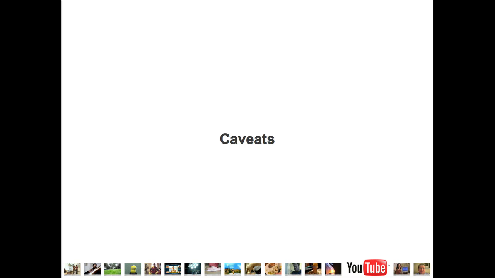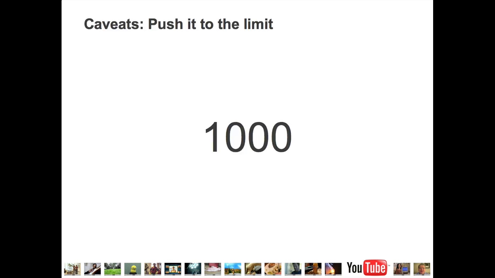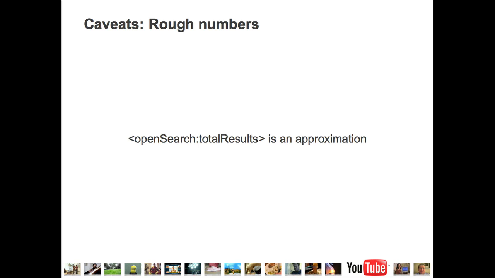Hopefully you're getting pretty excited about using the YouTube API, but before you get started, we want to go over a few simple caveats. You cannot retrieve more than 1,000 videos in a video search feed. This is the same as youtube.com. The open search total results value is an approximation. This is part of why you should not do pagination manually, but instead use the next link.